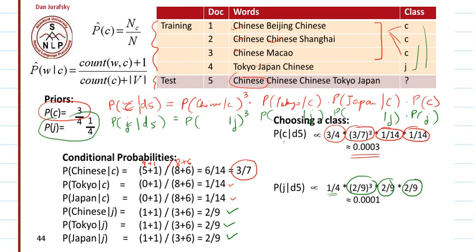So we get a probability of 0.0001, and then we compare these two probabilities, and whichever is higher, we predict that class. So in this case we will be predicting the class C. Right, so I hope this is clear to you, how naive Bayes classification is working with the help of Laplace smoothing.